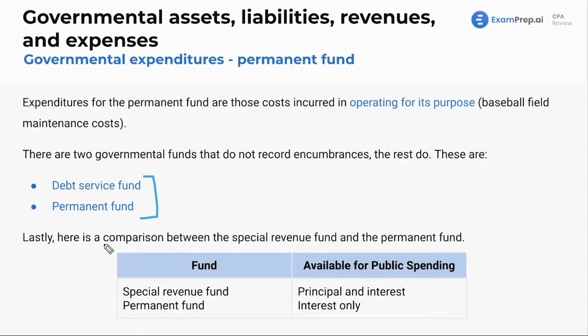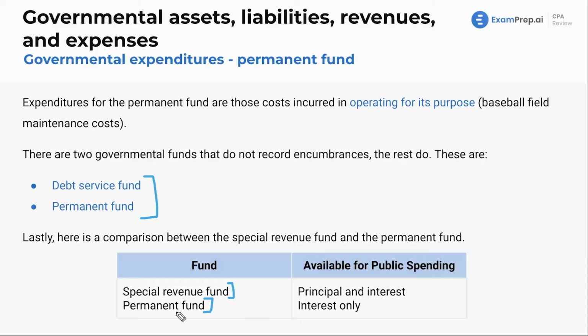And lastly, here's a comparison between the special revenue fund and the permanent fund. Just another point to make here. So special revenue fund, what is available for public spending? Well, this is the principal and interest. The difference, like these are earmarked. These are both earmarked restricted funds, right? Special revenue gets a bunch of money from maybe that special liquor tax or a red light camera fund. Permanent fund gets it, say, again, from the wealthy individual, or it could be anything else, right?